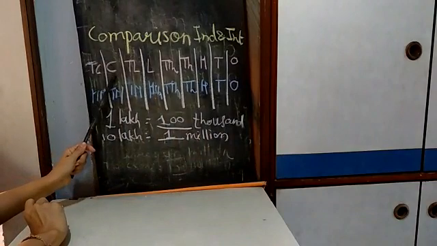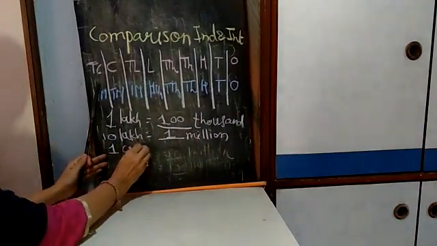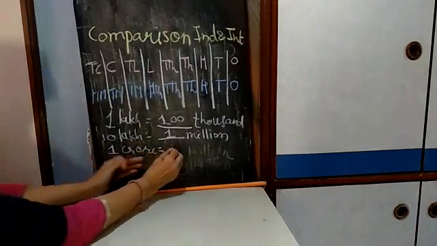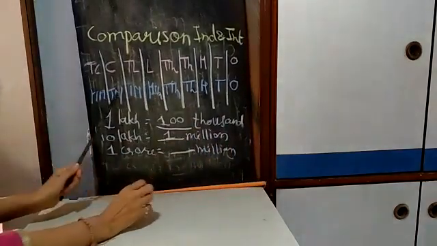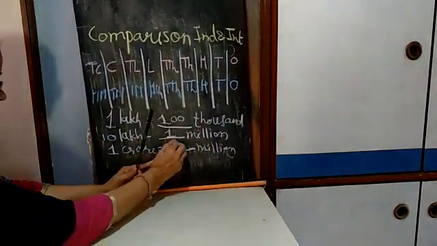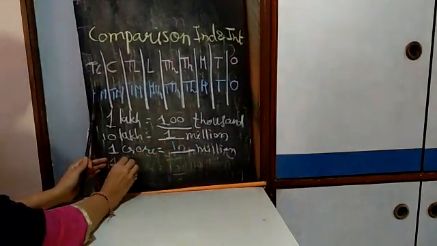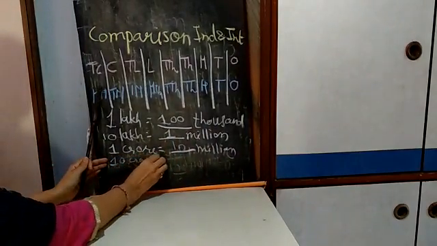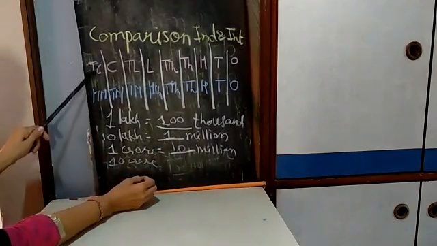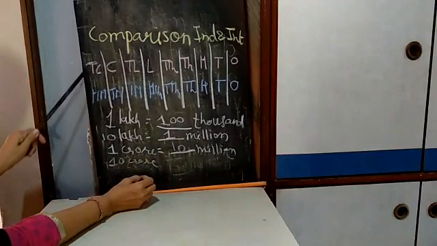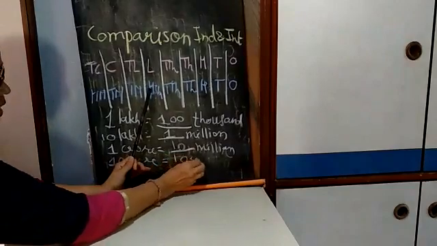Now let's come to the crore place. 1 crore is equal to how many million? 1 crore is equal to 10 million. So 10 crore is equal to how many million? Again, 10 tens are 100, and directly you can see the difference. 10 crore is equal to 100 million.